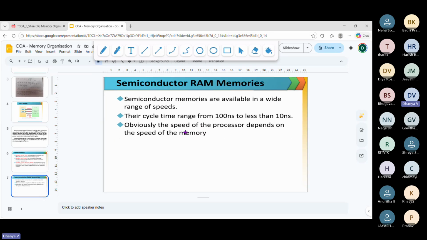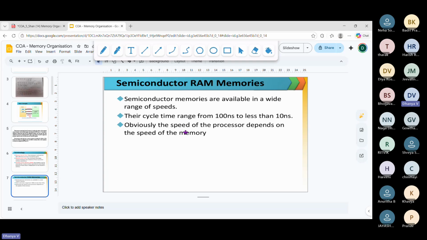Okay, now we'll be dealing with something called semiconductor RAM memories. In the PPT, there are a lot more things that are not necessary essentially, so I'll just be covering the parts that are actually essential. Semiconductor RAM memories are available in a wide range. Their cycle time ranges from 100 nanoseconds to less than 10 nanoseconds.